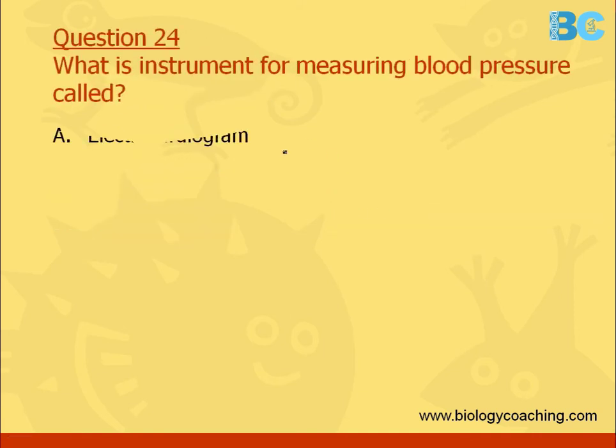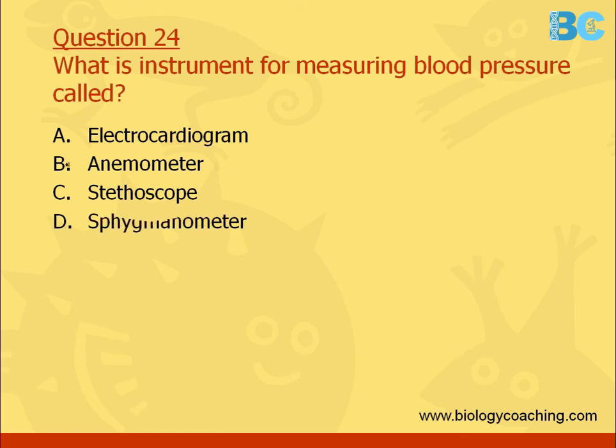Next question of ours, what is the instrument for measuring the blood pressure? First option is electrocardiogram, second is anemometer, third is stethoscope, and fourth is sphygmomanometer. And the correct option is sphygmomanometer.